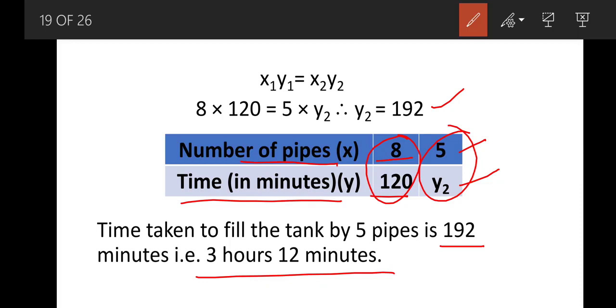As we know that 1 hour is equal to 60 minutes, so you can easily convert it into hours.